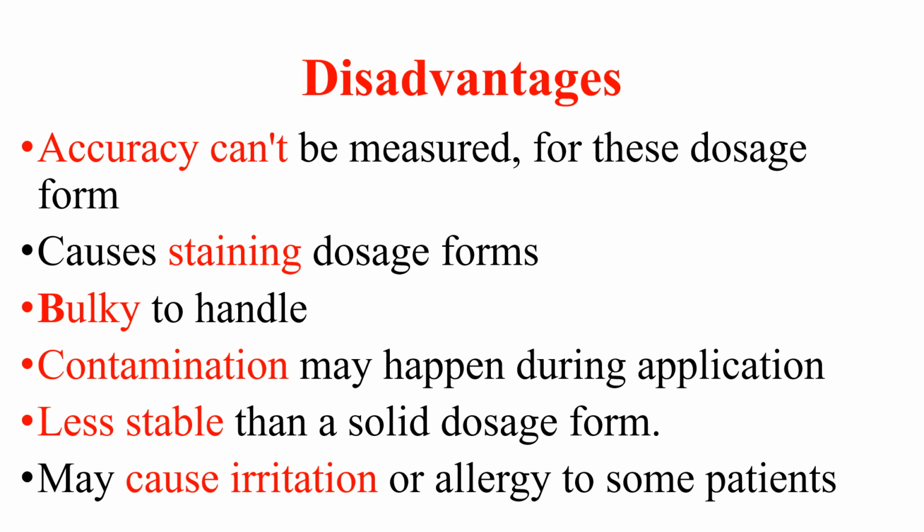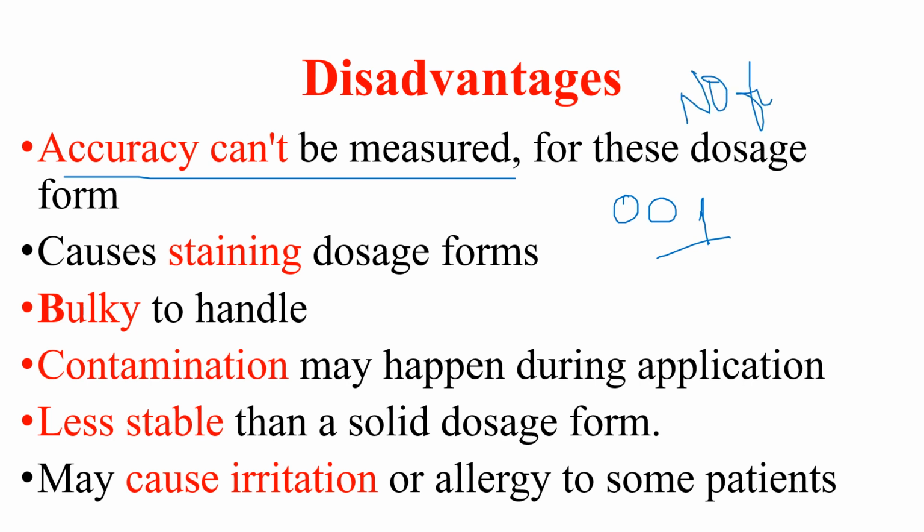Now, what are the disadvantages? The main disadvantage is that accuracy can't be measured. For example, a tablet is a single unit dosage form, and we take one tablet at a time. But with semi-solid dosage forms, we take some amount as we like. There is no fixed dose of the drug here, so accuracy can't be measured.